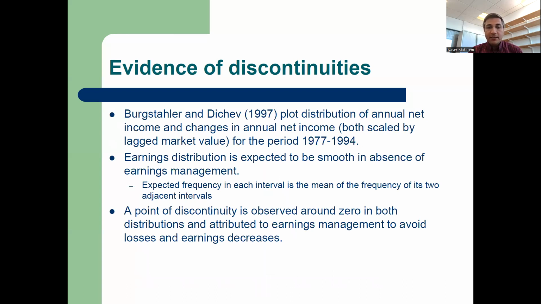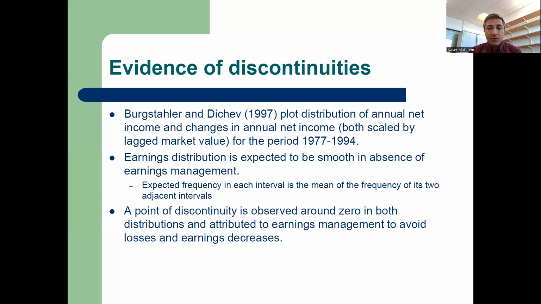But the seminal paper in this area is Burgstahler and Dichev, 1997. They plotted the distribution of annual net income and changes in annual net income, both scaled by lagged market value, for the period 1977 to 1994, and they observed the same discontinuity reported in 1995. So what they did was plot the distribution of earnings, and in absence of earnings management, they expected to see a bell-shaped, smooth distribution.